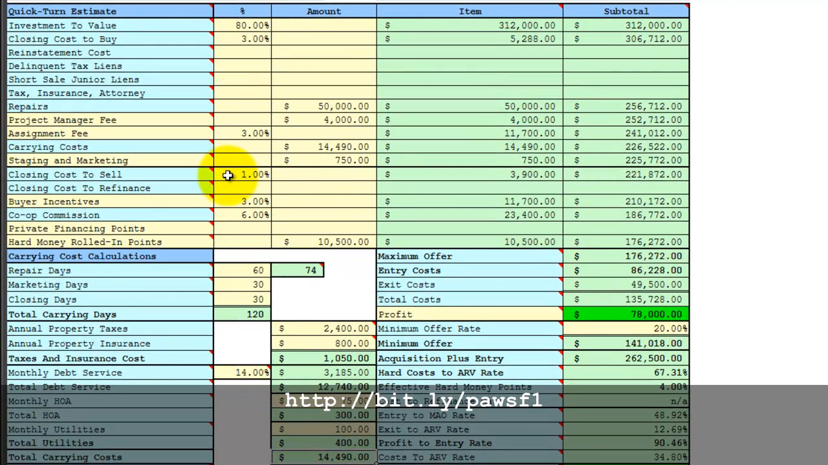Exit cost, 1% cost to sell. Buyer incentives of 3% of ARV to pay the buyer's closing costs. And 6% co-op commission for realtors to find a ready, willing, and able buyer. The listing broker and the buyer's broker will split this fee.